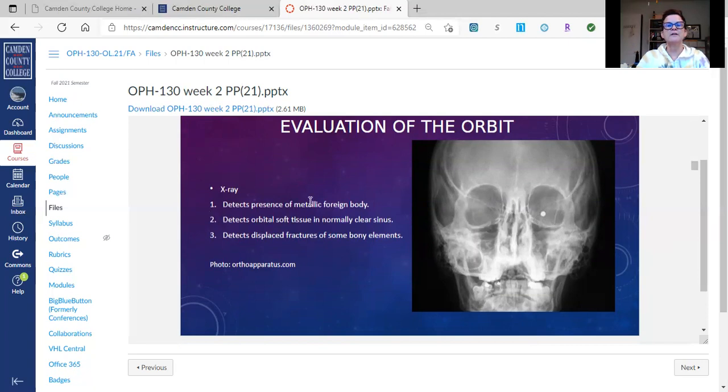So if you read over here, it might give you some ideas. An X-ray will detect the presence of metallic foreign bodies. It detects orbital soft tissue in a normally clear sinus. An X-ray will also detect displaced fractures from some bony elements. So let's go up here to number 2. It detects orbital soft tissue in a normally clear sinus.